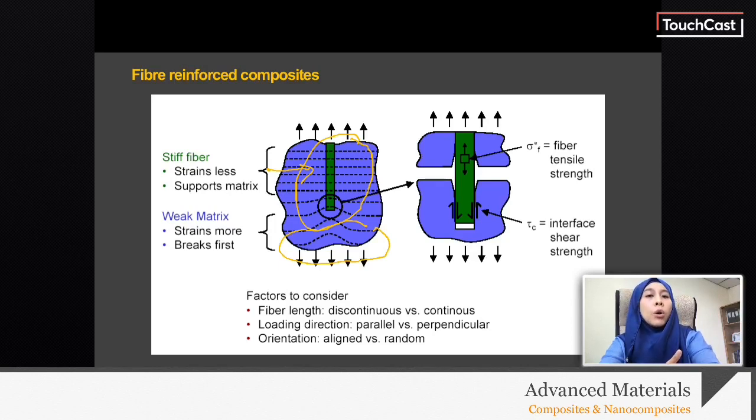When a load is applied, the behavior of the PMC also depends on the properties of the fiber, how strong it is, as well as the interfacial shear strength, or the interaction near the interface of the fiber and the polymer.